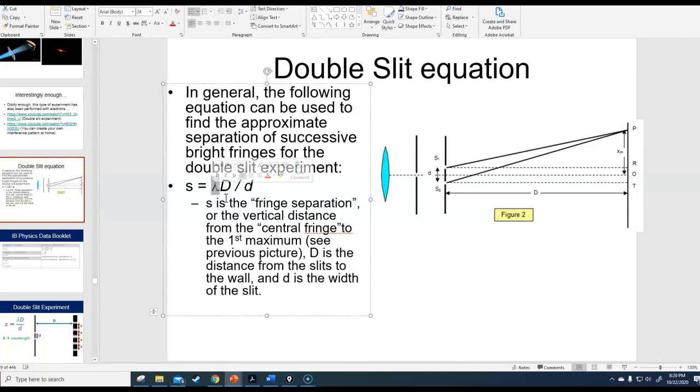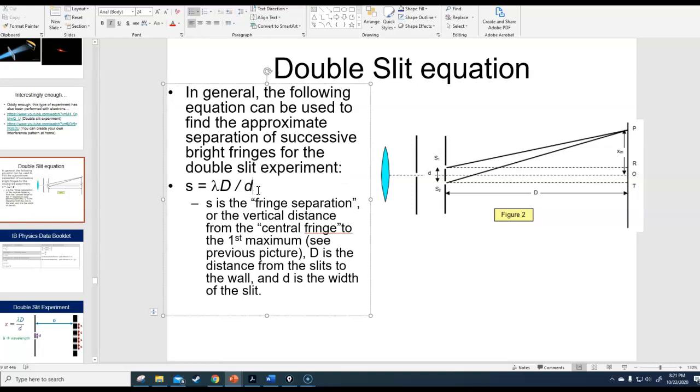Lambda is the symbol for wavelength. Capital D is basically, in this picture, the distance between the two slits and the screen. You can see it's labeled down here. And then lowercase d is the spacing between the slits themselves.